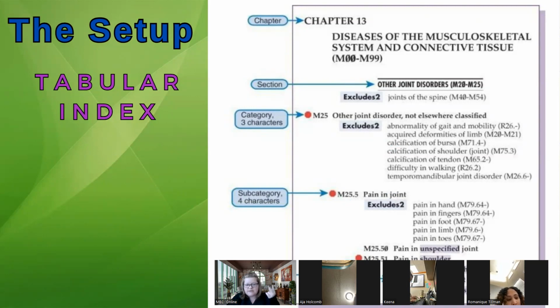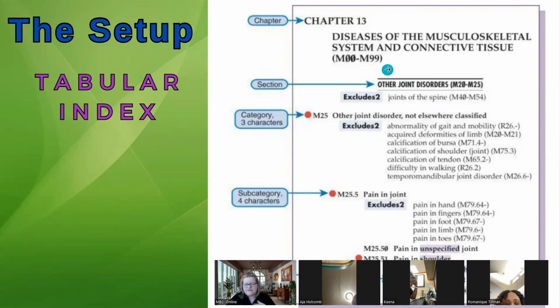Alphanumeric, 2 digits for the category, and then point, whatever, as we get more specific, okay? Each indentation adds a character, basically. That's why it can be anywhere from 3 to 7. It just depends. But this is the basic setup of it. You're always going to have a section, and then you can see the whole chapter, diseases of the musculoskeletal system and connective tissue, M00 through M99, okay?